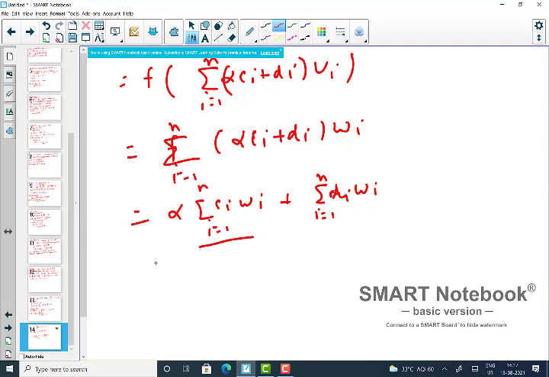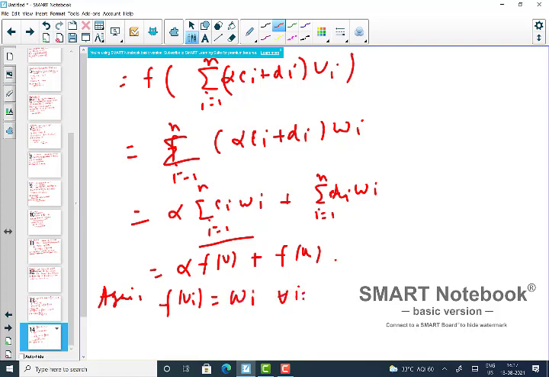Now see, this is the image of V under F, so this is alpha F of V, and this is the image of U under F. That gives you that F is linear, right? So if it's linear, it's simple. Now what was the question? The question was that this should map every Vi to Wi. So what is the image of Vi? You write down Vi in terms of the basis: only the ith coordinate has coefficient 1, everything else is 0, and hence the image will be Wi. So this maps the basis vector Vi to Wi, that is obvious.